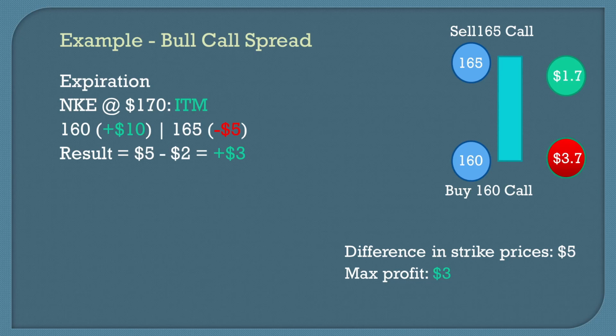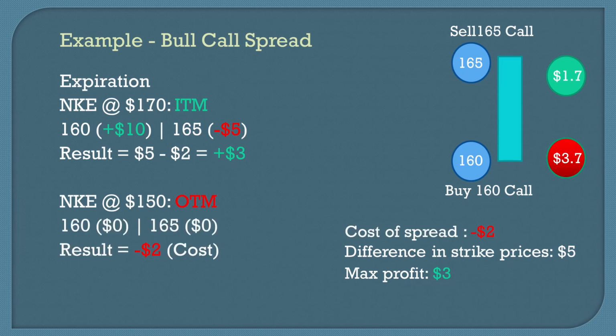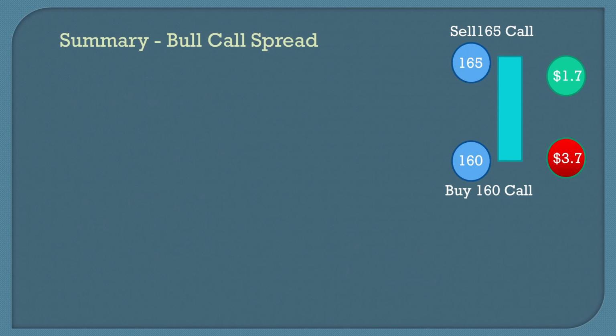Now, if your spread was out of the money, let's say Nike remained at $150 at expiration, both calls will be worthless, and as a result, you will lose $2, which is what you paid to open this spread. So you see, for this example, your max profit is $3 and your max loss is $2. In summary, for bull call spreads, you profit when the stock moves up and the spread is in the money. In this example, it costs you $2 to open the bull call spread. As you have to pay money to open this spread, it is also known as a debit spread. Later on, you will see spreads where you actually receive money at the start when you open them.